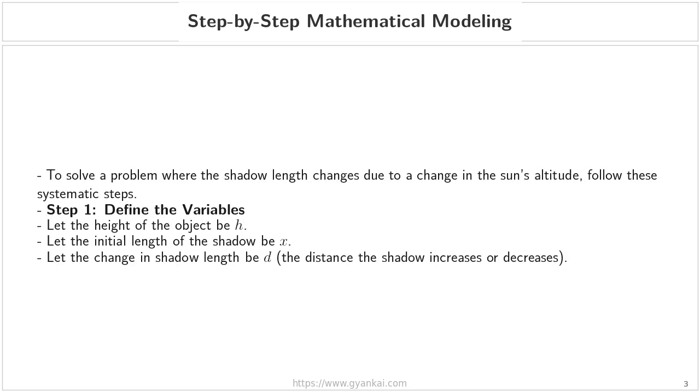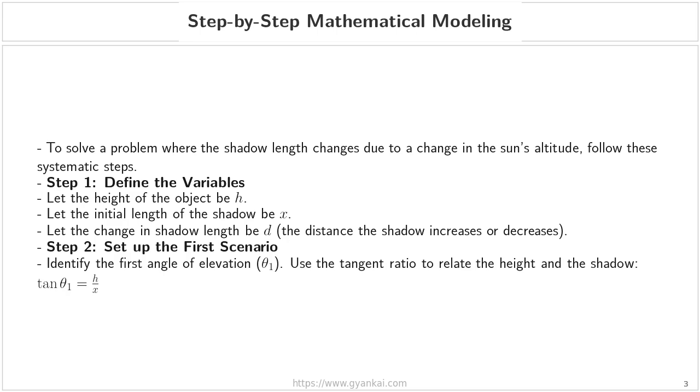Step 1 is all about defining your variables. Before you touch any numbers, assign letters to what you don't know. Let's let h represent the height of the object. Let's use x to represent the initial length of the shadow. And finally, let's use d to represent the change in shadow length. This is the specific distance by which the shadow either increases or decreases.